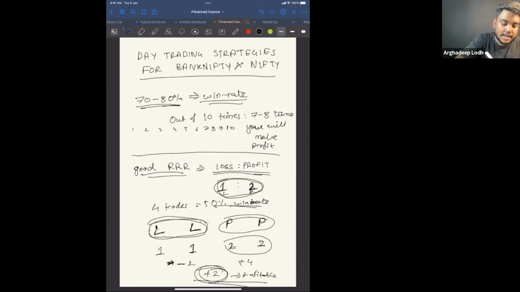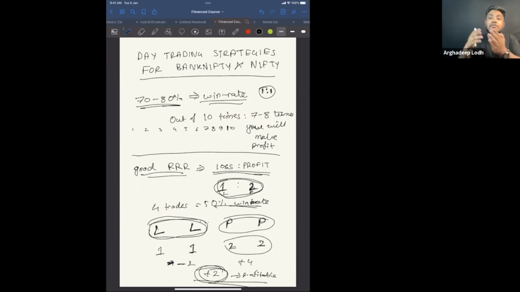Out of 10 times, let's say your risk to reward ratio is 1:1. Usually the strategies with such a high win rate have worse risk to reward ratio. Suppose, देखिए, you are risking ₹1 in one trade to earn, let's say, 70 paisa, 80 paisa. But why then? Why would you take that trade?